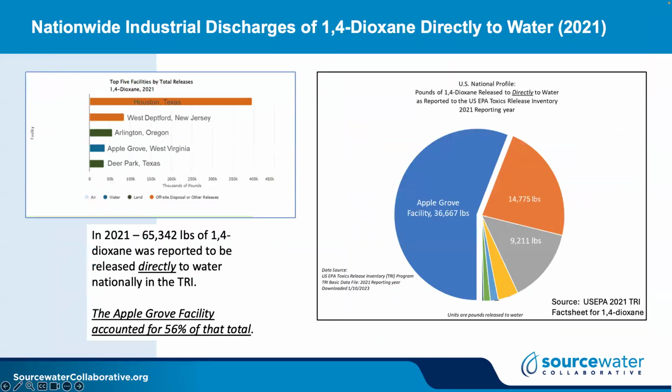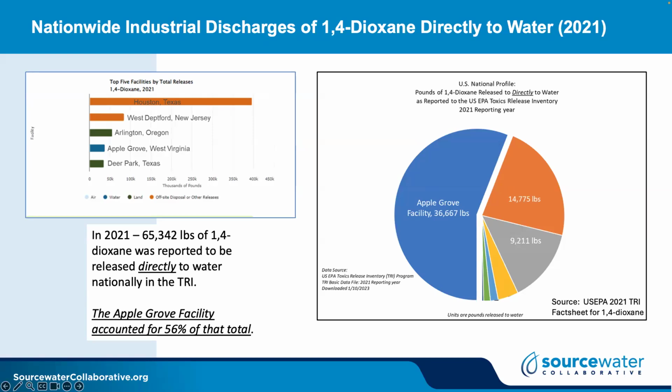So burrowing into that information that was available to us, and this was the 2021 version of the TRI. The TRI is updated every year, so every year is going to be a little bit different, but this happens to be 2021 information. And you can see the facility, Apple Grove, is a riverside city in West Virginia. It's about 186 miles upstream of us. And it was reporting a discharge of 1,4-dioxane, actually to the point where it was in the top 5 facilities nationwide of facilities releasing that compound.